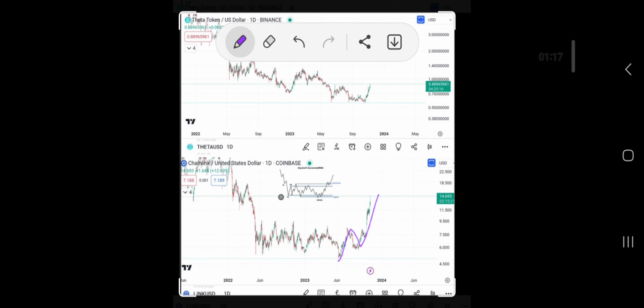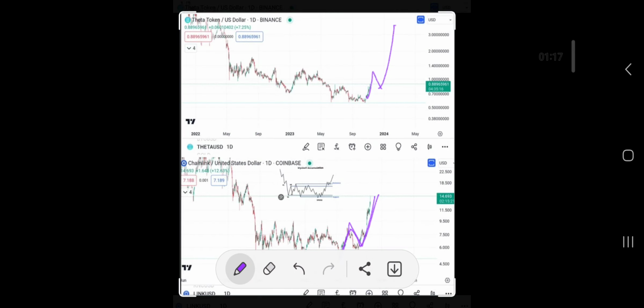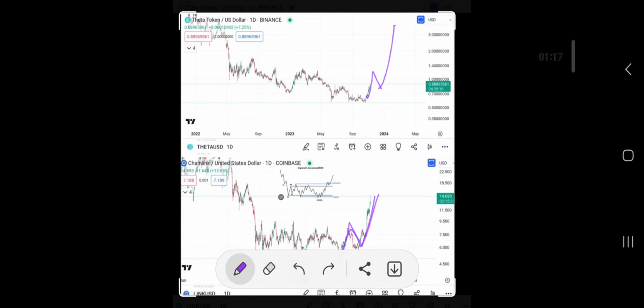So what we can see here is, right, this move 1, 2, 3. Same thing here. We're going to go up to the resistance. We're going to pull back down about 50%, and then we're going to go to the upside. So that's what it looks like right there. So if I zoom in here, this is what we can expect with Theta.